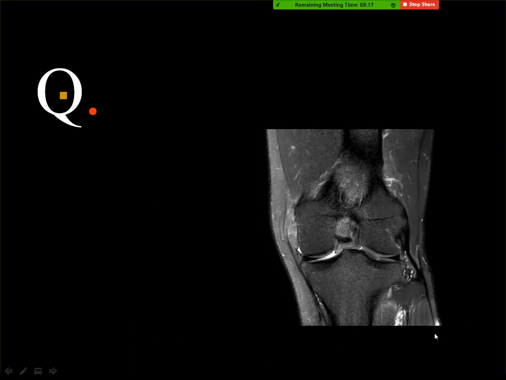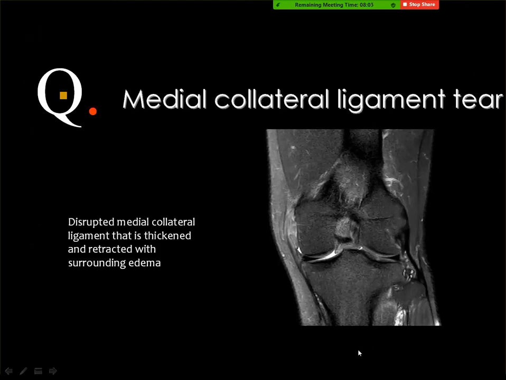MRI of the knee in coronal image. The lesion in the medial collateral ligament. Yes, collateral ligament, very good. And this is medial collateral ligament tear, grade 3.